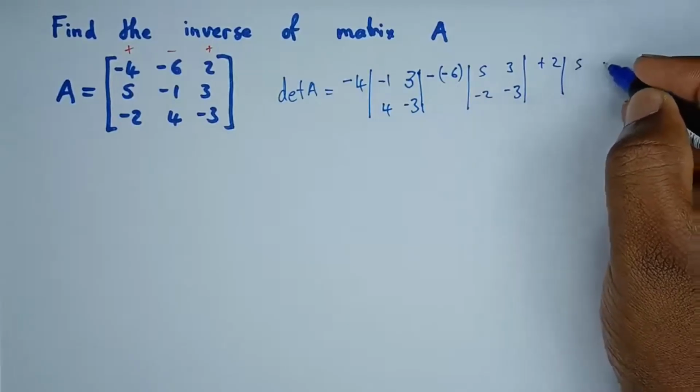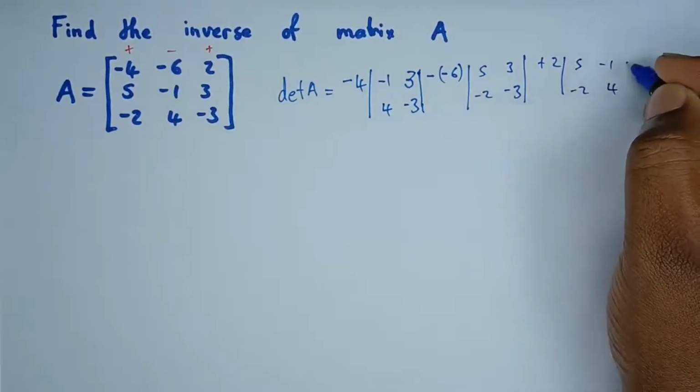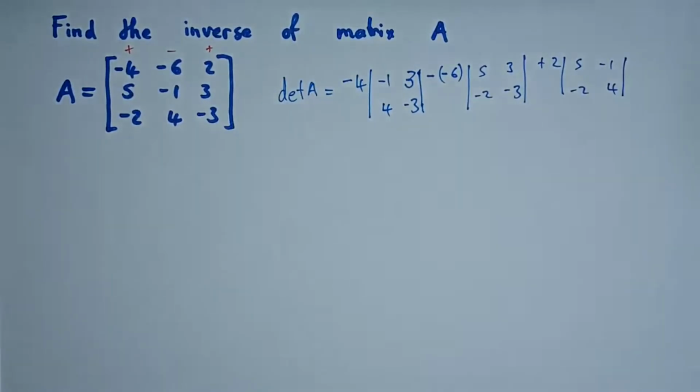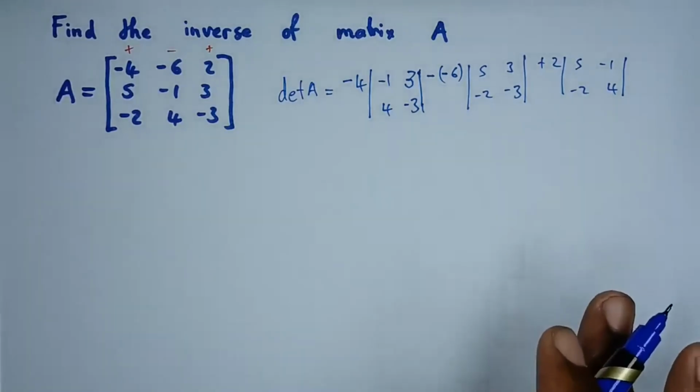So that will be 5, -1, -2, and 4. So this will help us compute the determinant. In case you don't know how to find the determinant of a 3 by 3, I've shared the link in the description. You can follow the link to help you find the determinant of the 3 by 3. To continue from here, let's find the determinants of the 2 by 2 matrices that we have formed now.